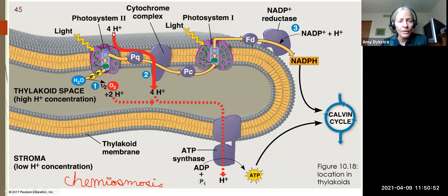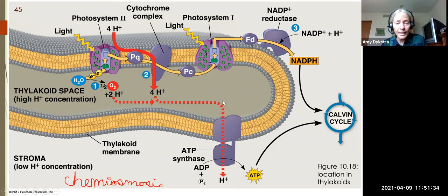At the same time, this flow of electrons through this electron transport chain causes hydrogens to be pumped into the thylakoid membrane. So lots of hydrogens build up on the inside of the thylakoid in what we call the thylakoid space. So you see there's a high hydrogen ion concentration. A very high hydrogen ion concentration makes the inside of the thylakoids very acidic. And because of that high concentration of hydrogens inside the thylakoids, those hydrogens tend to flow down their concentration gradient.